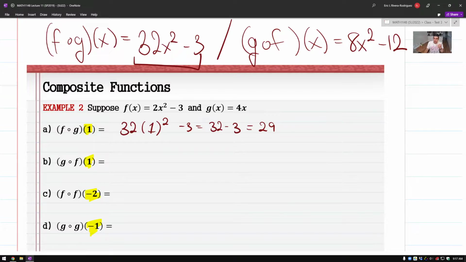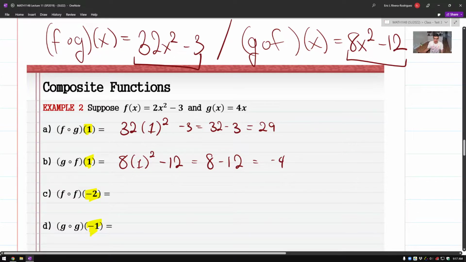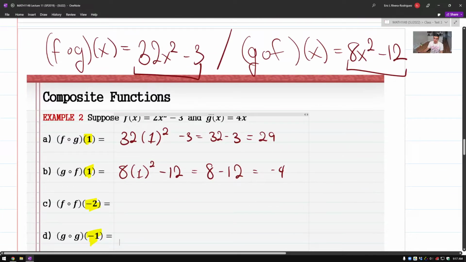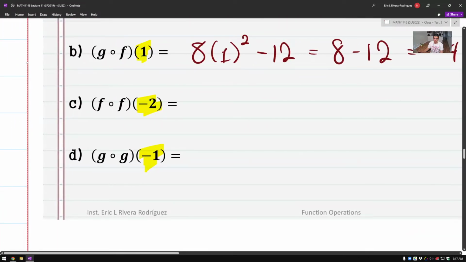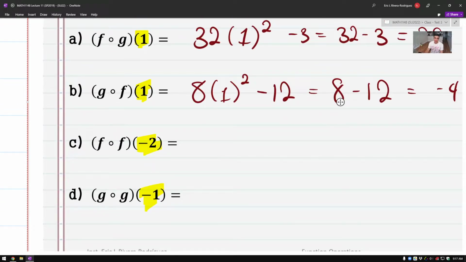Okay, we have the definition for g composition of f of x. So we have 8. We replace x with 1. So this is 8 minus 12. This is equal to -4. Okay. We can get creative with compositions.